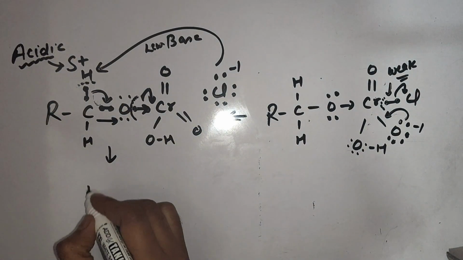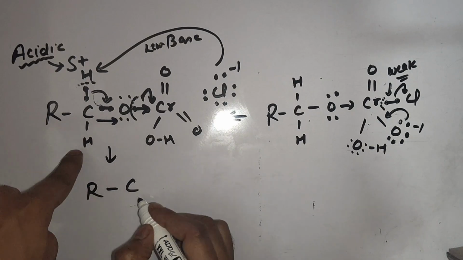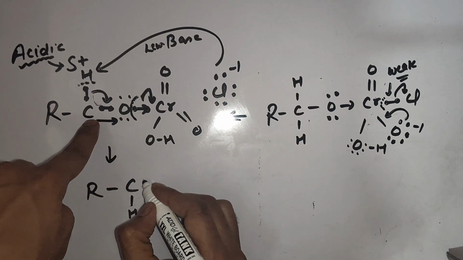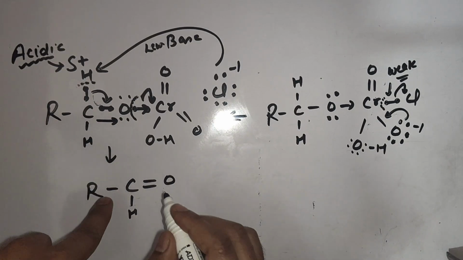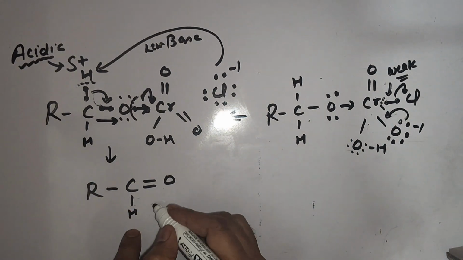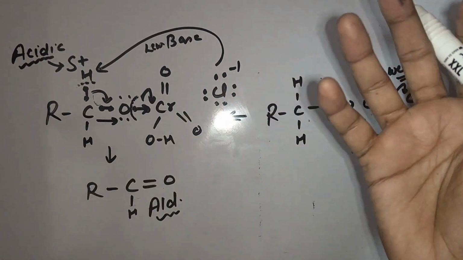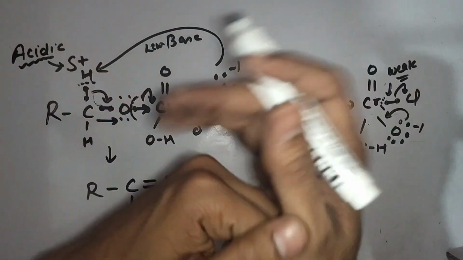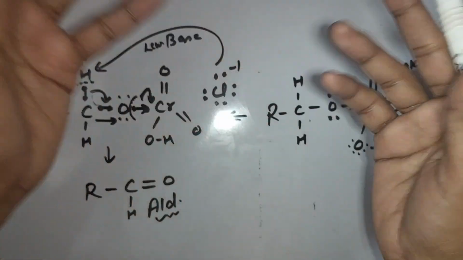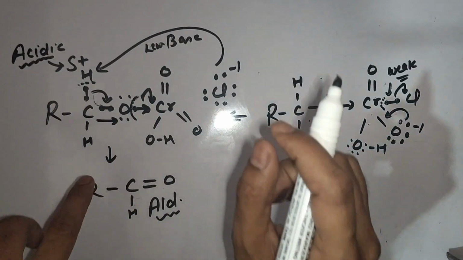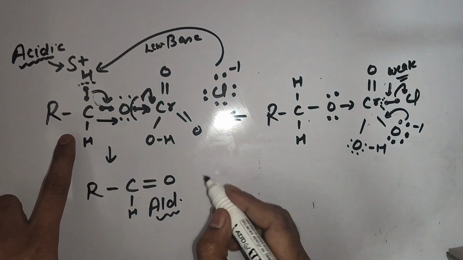So now please check what is generated. This H as it is, between carbon and oxygen, a double bond will generate. Please focus on this main compound. This is aldehyde. The mechanism is almost the same as in the previous cases we have done, K2Cr2O7 and KMnO4. Only there is a little change of reagent.